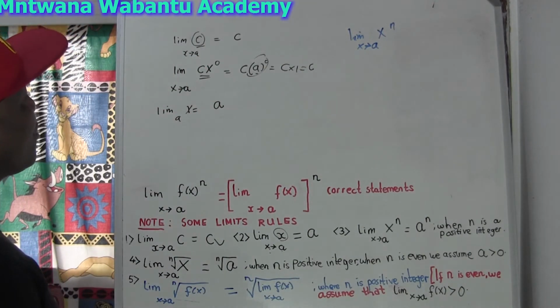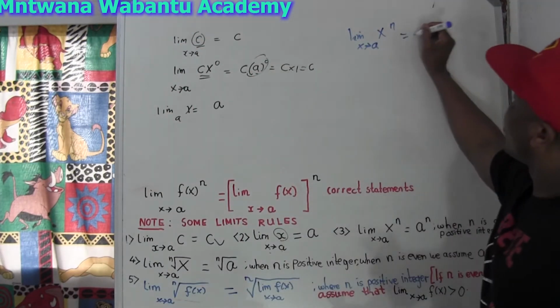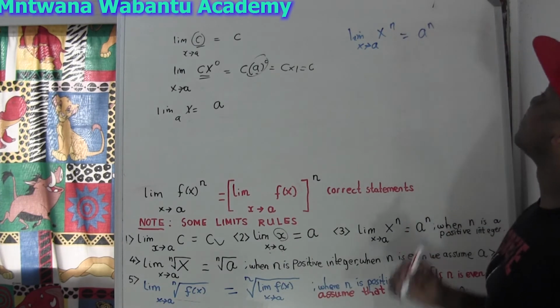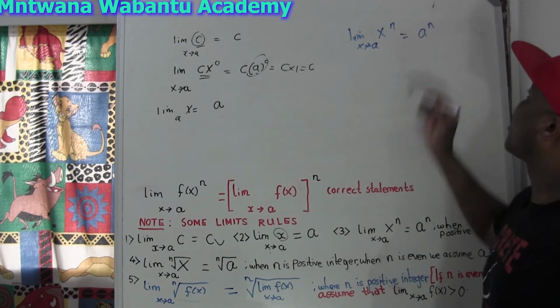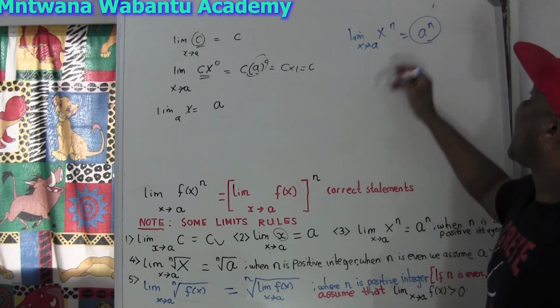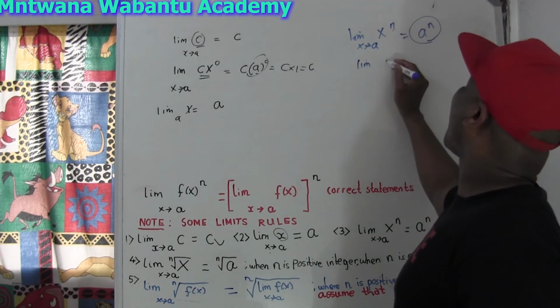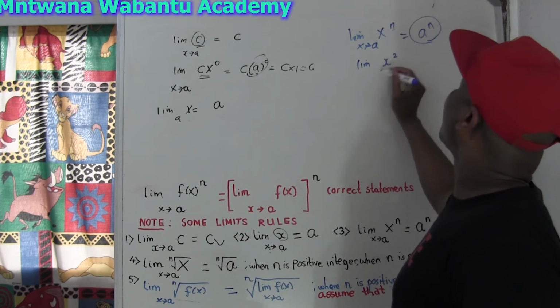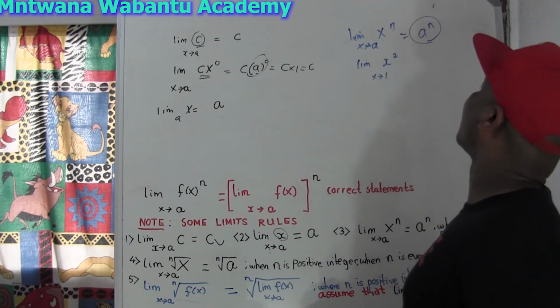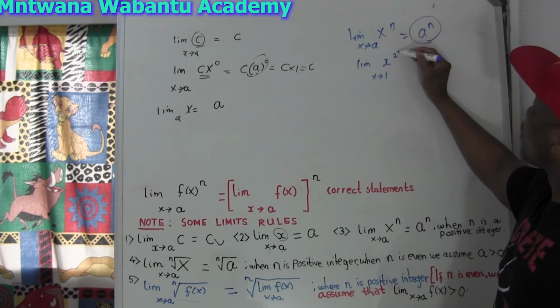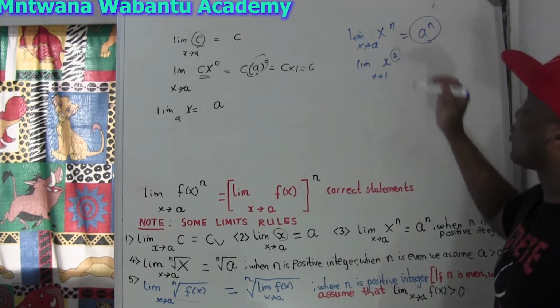So what you get there, look, put your X equal to A, means this is going to become A power N. That's how it's going to become. For example, let's put it like this so it makes a lot of sense. A can be any number, let's say X power 2, and then say X approaches A equal to 1. So there are two conditions: when this is positive and when this is negative.